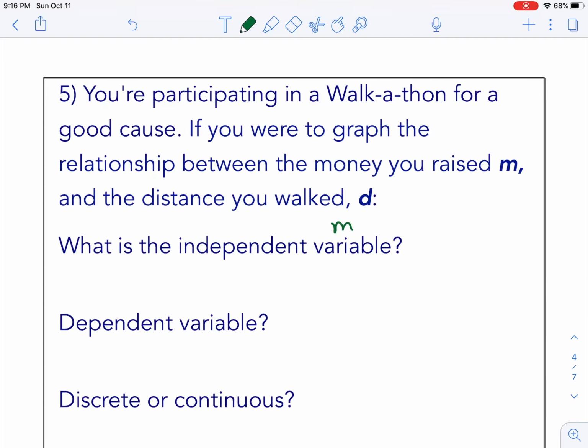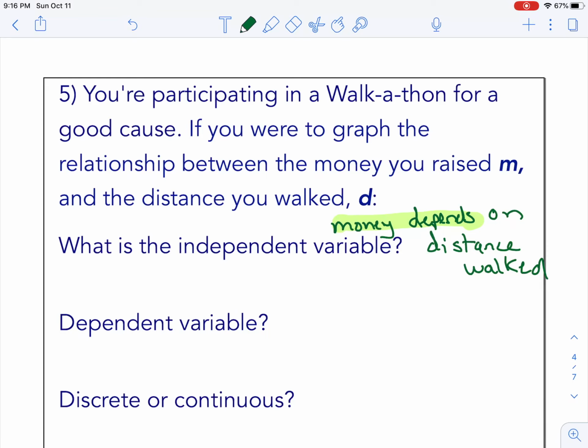So your money that you raised depends on how many miles you walk, or the distance you have walked. The further you walk, the more money you raise. So money depends on distance. So money is your dependent variable.